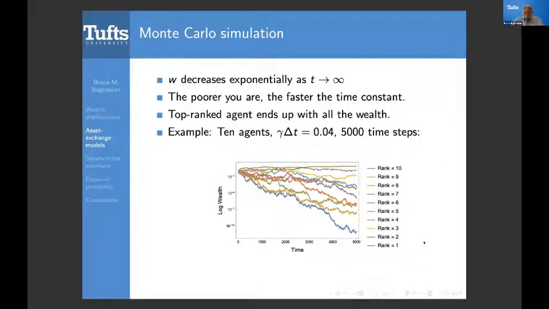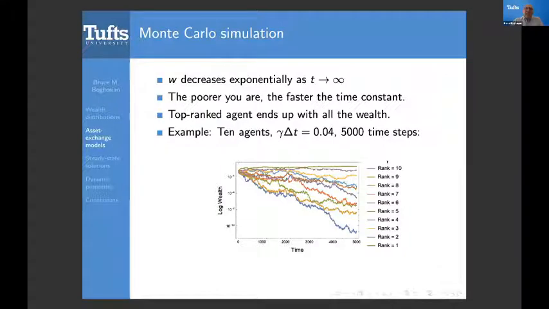The remarkable thing is that even though the coin is fair, what Chakraborti found is that all of the wealth will concentrate into the hands of one agent. This is a real Monte Carlo simulation of that, where you start with 10 agents, each of which has 1 unit of wealth. You run it forward in time, and this is log wealth versus time. Except for the wealthiest agent, who mops up all the wealth, all of the rest of the agents see their wealth decreasing on average exponentially in time.